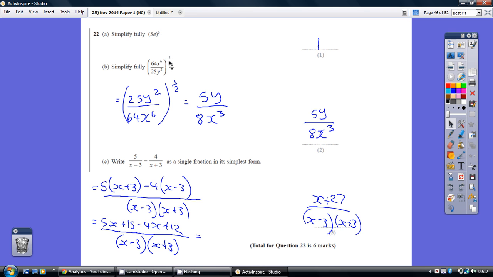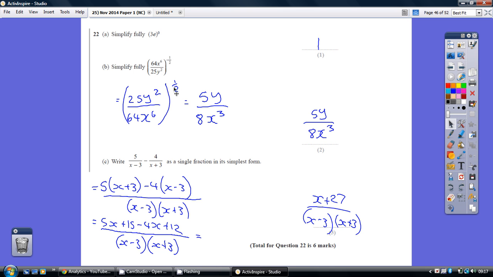So first things first, deal with the minus. To undo a minus, we just flip it over. So the 64x to the 6 becomes the denominator, and the 25y squared becomes the numerator. So we've flipped this over, and that has sorted the minus part of the index.